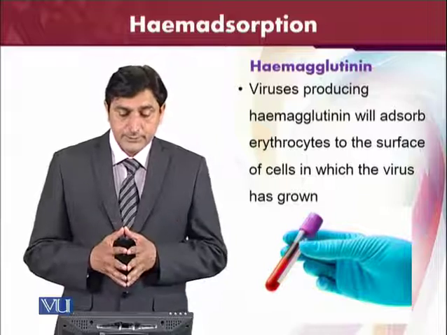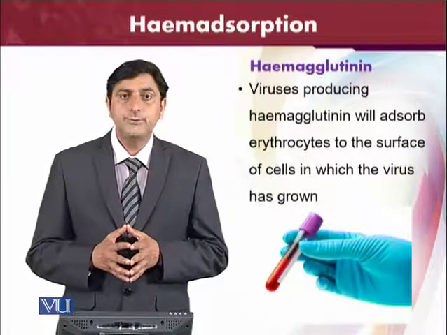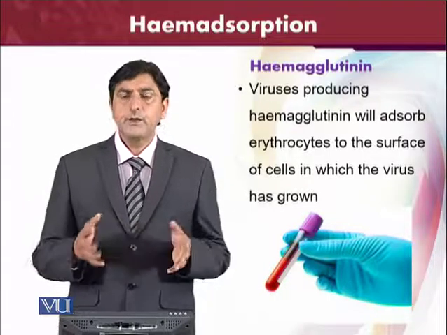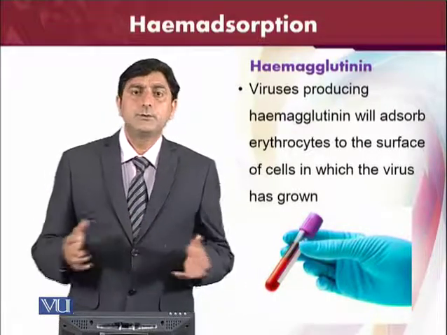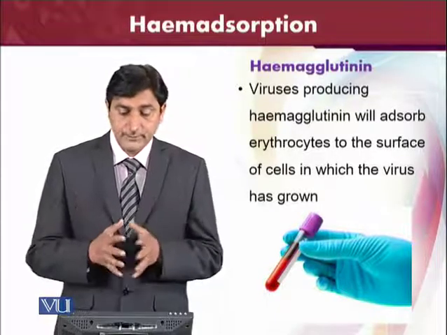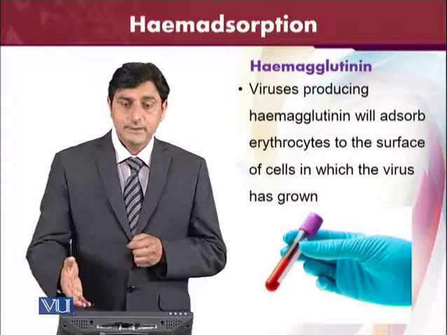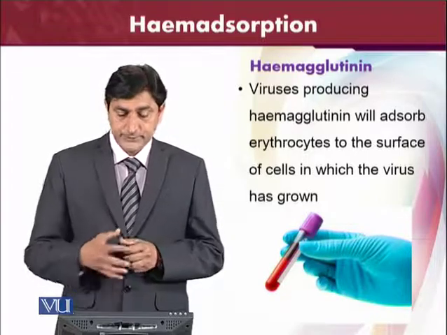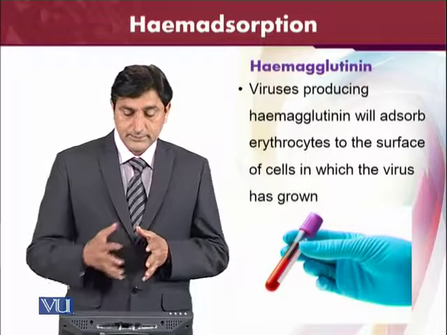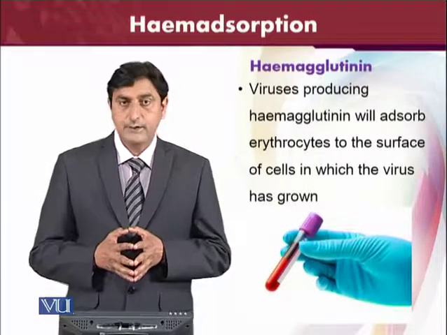The viruses producing heme agglutinin will absorb the erythrocytes to the surface of the cells in which the virus has grown. On the basis of this ability, you can simply diagnose which of the viruses have the ability to absorb the erythrocytes. Just like you can see in the PPT, the viruses have been captured with the surface of the cells in which the virus has grown.